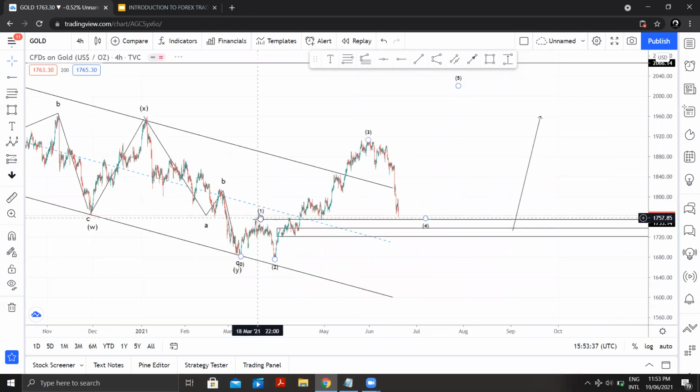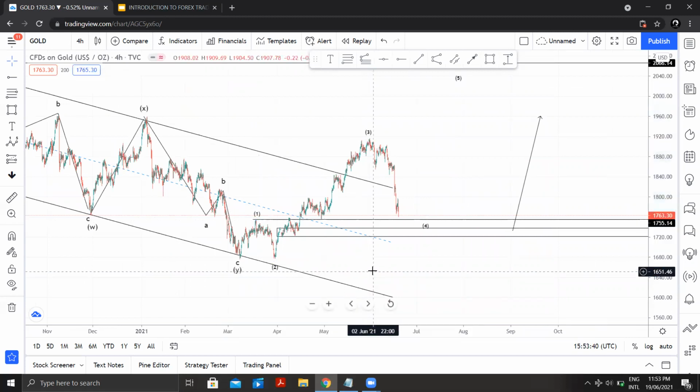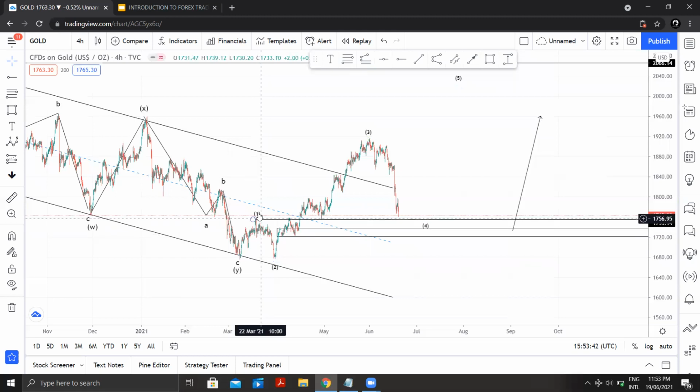So this is the start. This is where wave one ends. This is the end of wave one, and price is even very close to the end of wave one.